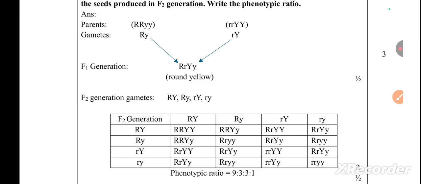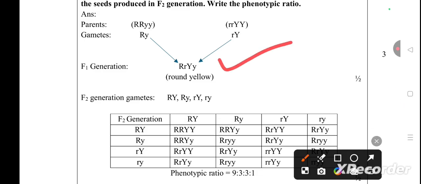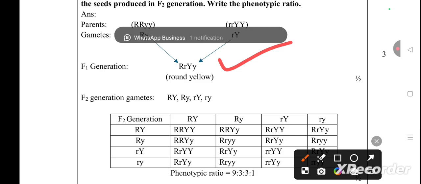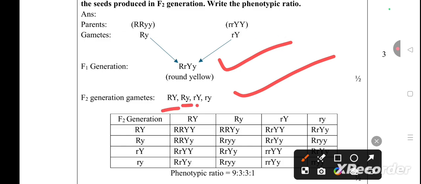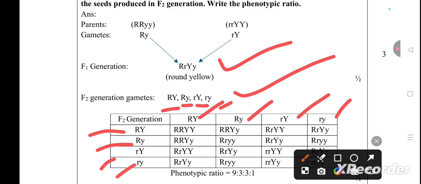Cross pollinated. Then in the F1 generation we get capital R, small r, capital Y, small y, round yellow seeds plants, and whenever we sow these seeds in the next generation and self-pollinate, we get 4 types of gametes in the F2 generation: capital R, capital Y, small r, capital Y, small y. Then all these we take in a checkerboard.